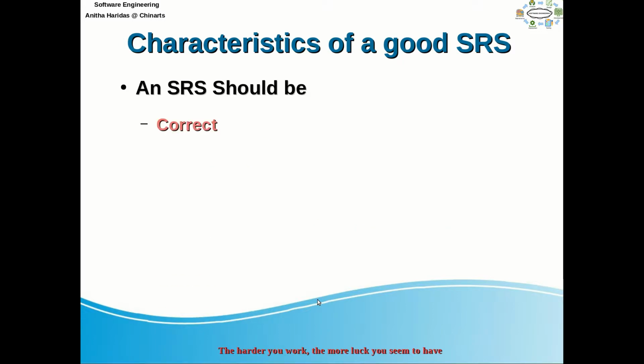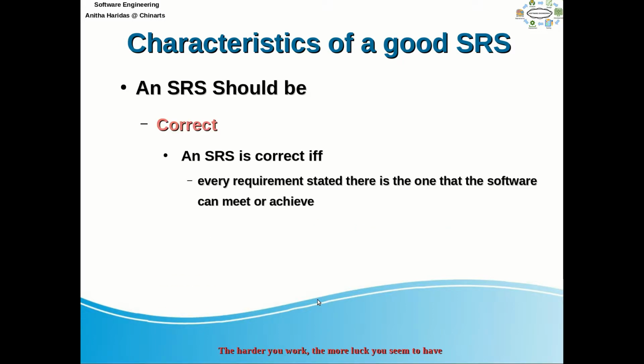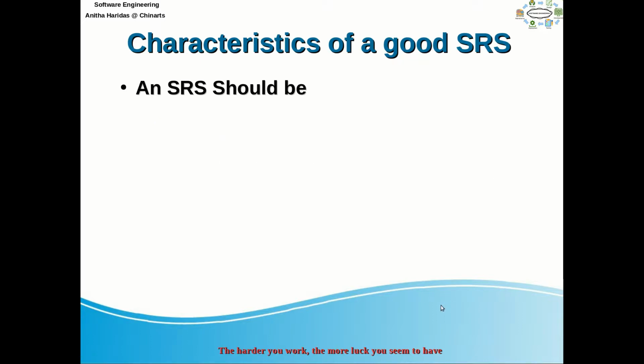First one, the SRS should be correct. An SRS is correct if and only if every requirement stated there is one that the software can meet or achieve. Only then can I call it a correct SRS. All the requirements specified can be achieved or met when you are developing the software. Then you can say it is a correct SRS.